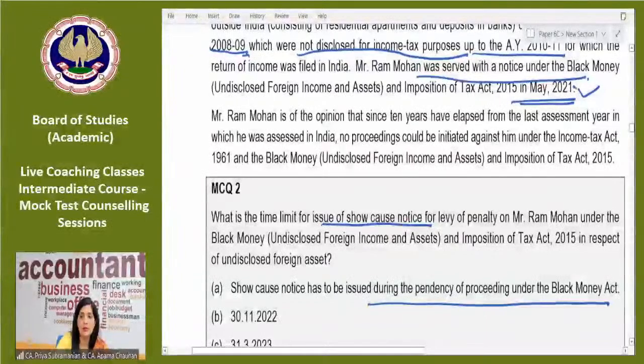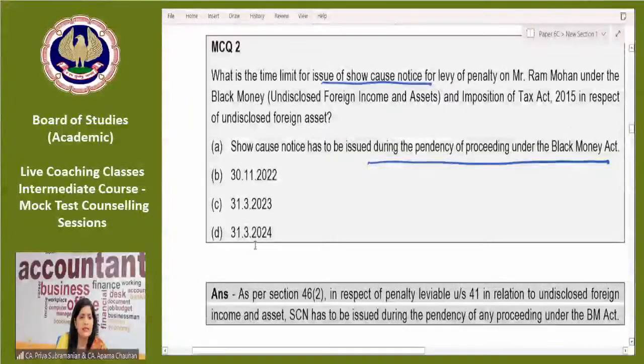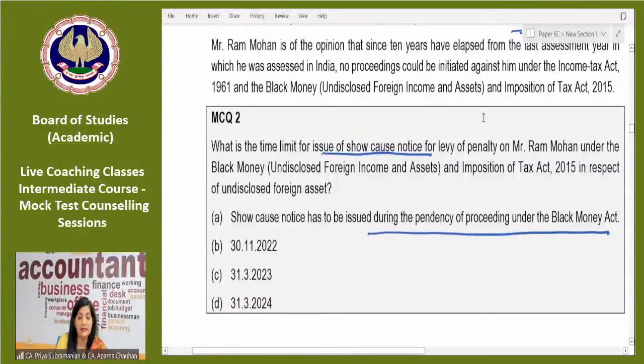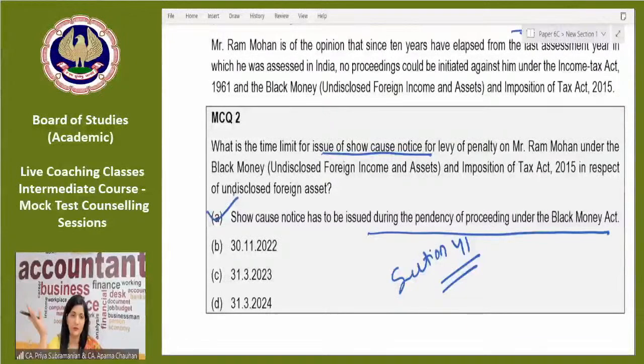Notice was already issued in May 21. So what time limits are being given to you? Options B, C, D provide certain time limits. However, since the penalty is leviable under section 41, the show cause notice has to be issued during the pendency of the proceeding under the Black Money Act. The other time limit of 3 years is provided for other defaults contained under section 45, so in that case a 3 years time limit is there for issue of show cause notice. However, in case of section 41, the show cause notice has to be issued during the pendency of the proceedings.